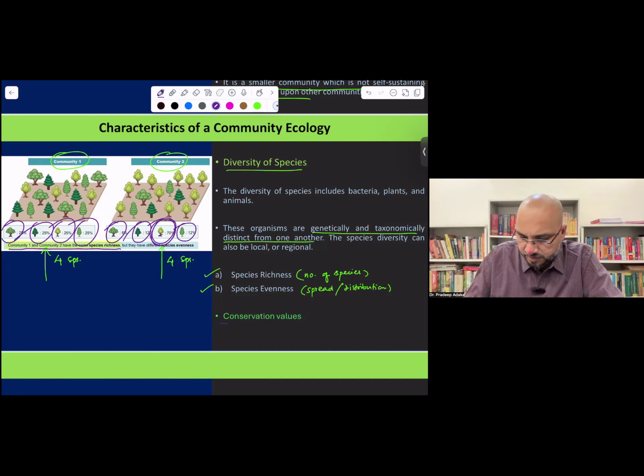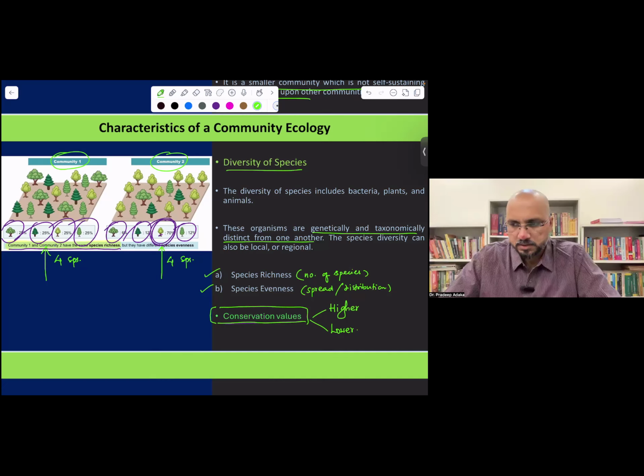Then there is another term called conservation value. When we talk about conservation values, we say higher conservation value or lower conservation value. Basically, this is for conservation efforts. If an area has more diversity, is richer in diversity, with more number of species, that area has higher conservation value. That means it needs to be protected. Higher priority should be given to that area. In the conservation effort, higher priority should be given to those areas which have higher conservation values.